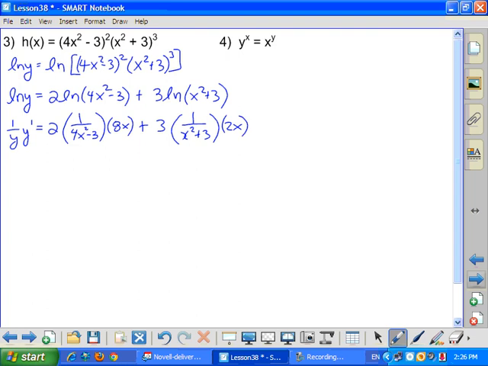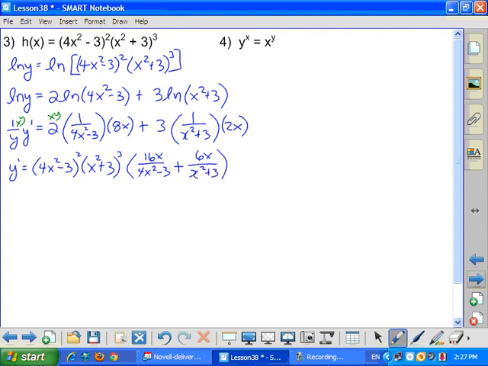All right, so I'm going to clean this up. Same thing, I'm going to multiply both sides by y, but I'm going to do the substitution of the original function. So y prime would equal (4x squared minus 3) squared, (x squared plus 3) cubed, multiplied by, now I'll have, 16x over 4x squared minus 3 plus 6x over x squared plus 3. And there we are.